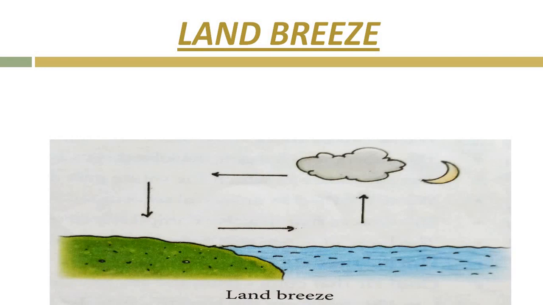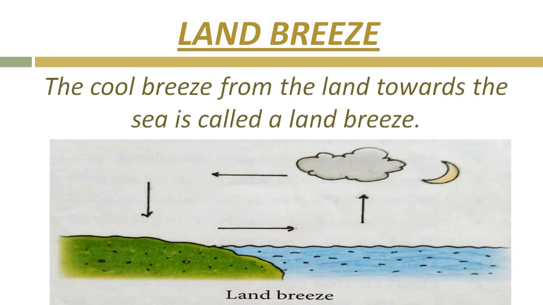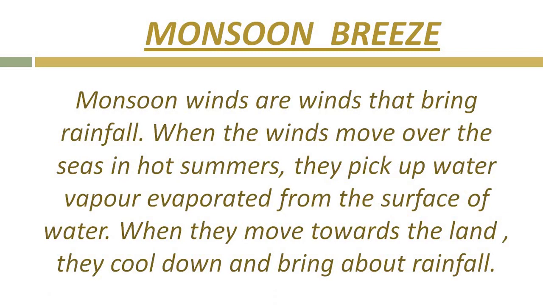Now, the warm air of the sea rises up and a low pressure is created over the sea. So, the cool air from the land rushes to take the place of warm air that has risen up. This again causes a movement of air from land to sea. So the cool breeze from the land towards the sea is known as land breeze. And children, as the cool breeze moves from the land towards the sea, that is why it is named land breeze.